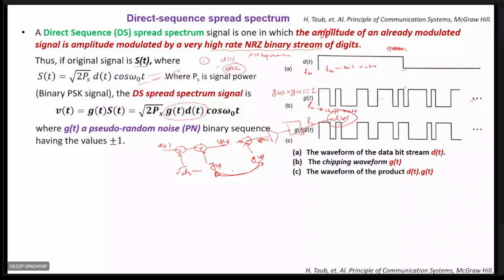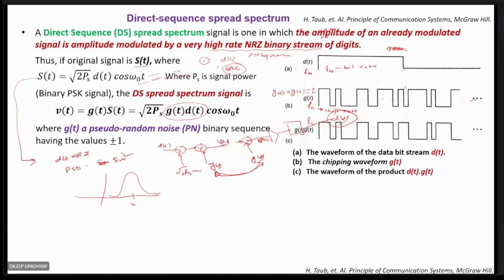Now, another question arises: how is the spreading of the spectrum possible? Because ultimately what we are trying to do is to spread the spectrum. So if we see the power spectral density of this signal, this is DT. DT is an NRZ data. You might have already studied in module 3 that the power spectral density of NRZ data is nothing but the sinc square function. Now the sinc square function gets multiplied by cos omega naught t, so this sinc square function will shift to omega naught and minus omega naught.